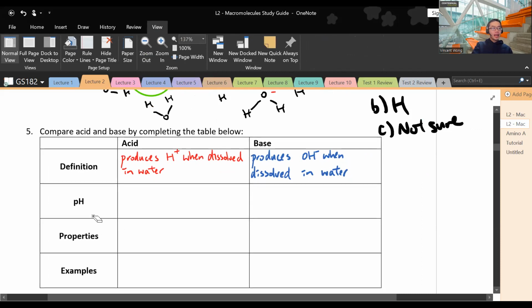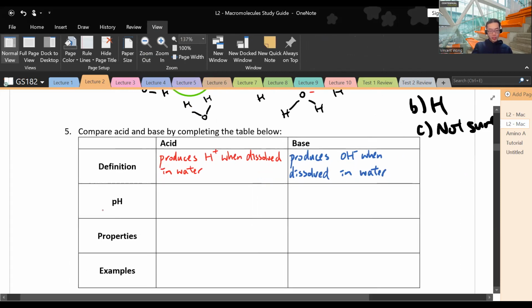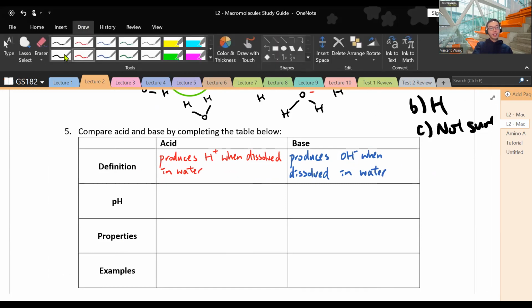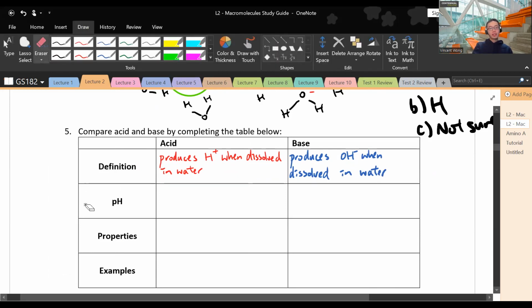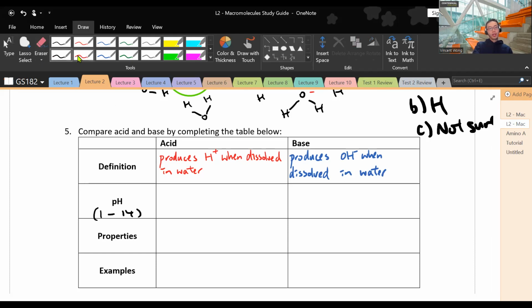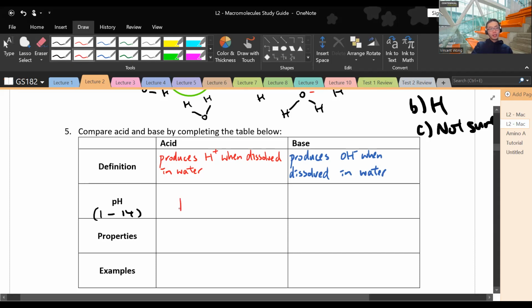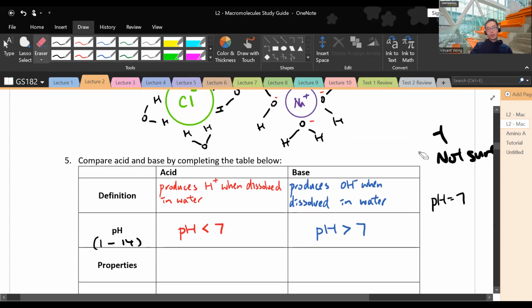So we use something called pH to determine whether something is acidic or basic. The pH scale, for practical reasons, we will say goes from 1 to 14 generally. If the pH is less than 7, then we'll say the solution is acidic. If, on the other hand, it is greater than 7, then we'll call it basic. If pH equals 7, then it is called neutral.